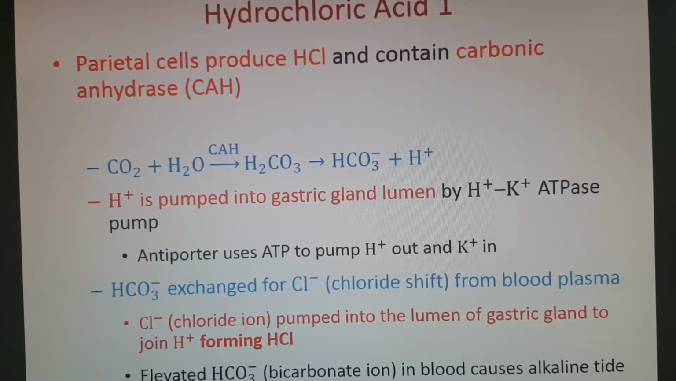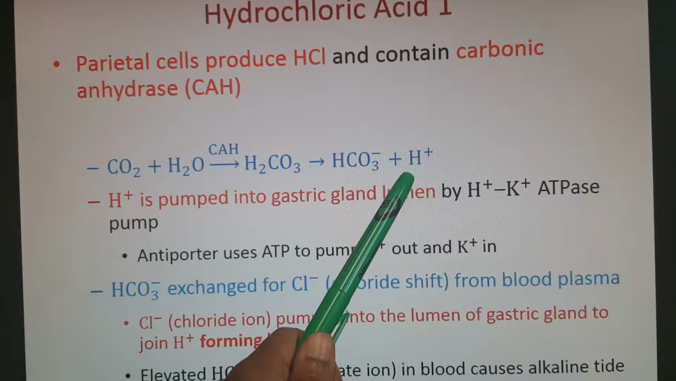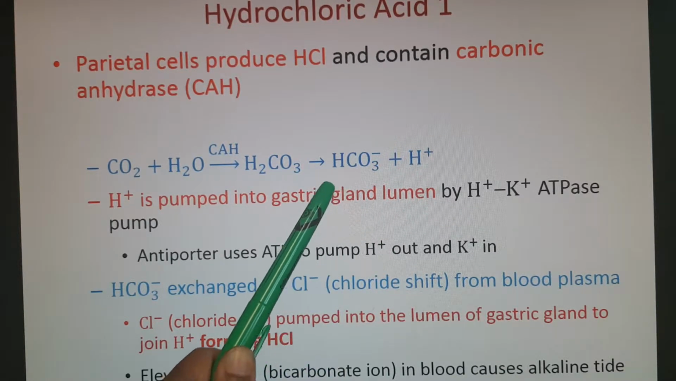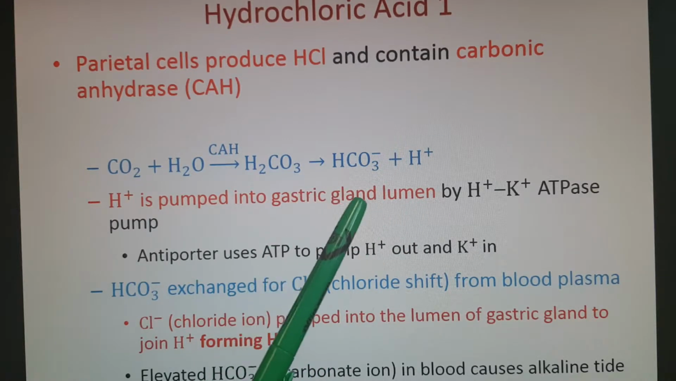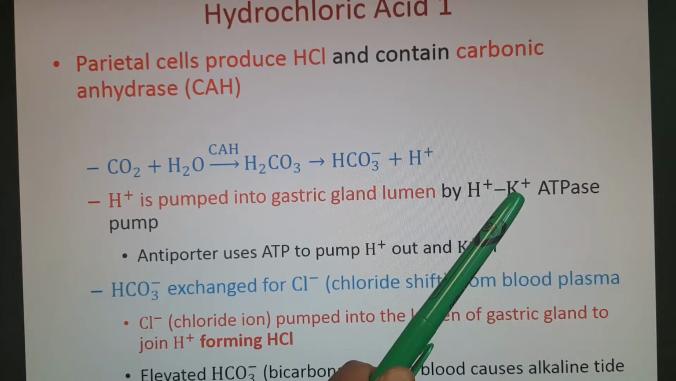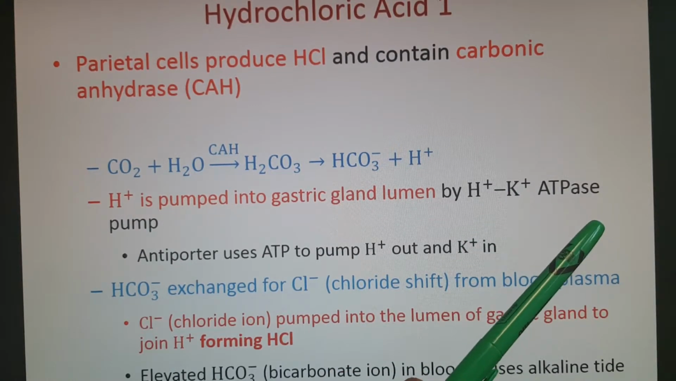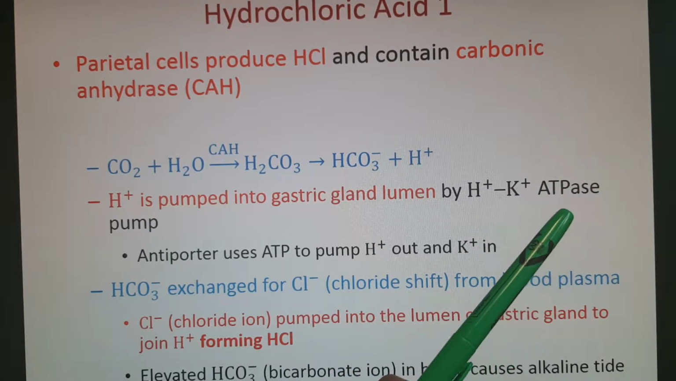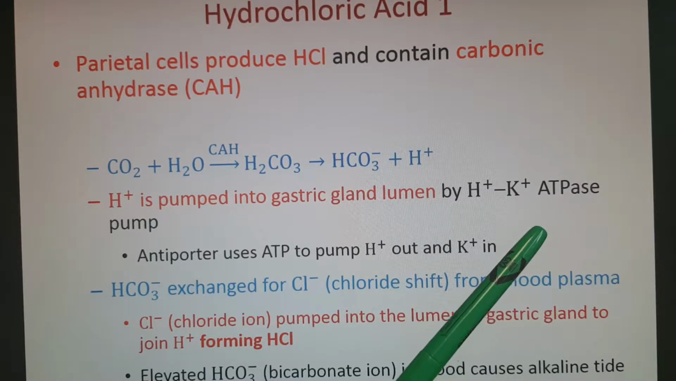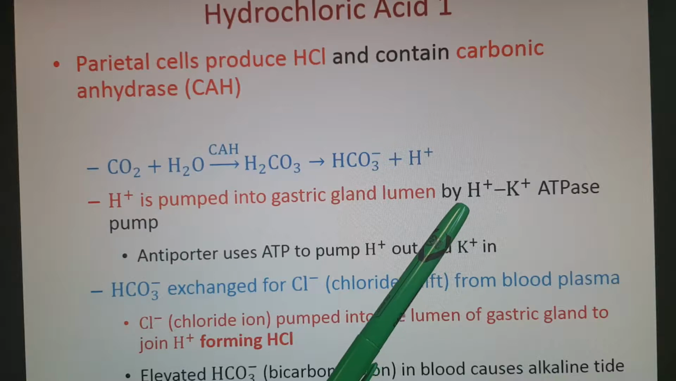In your parietal cells, that hydrogen ion is pumped out of the cells into the gastric lumen, so the open space of your stomach, by a hydrogen potassium ATPase pump. It's a pump that uses ATP to power it, so it needs energy to do so. It's pumping out hydrogen and pulling in potassium.